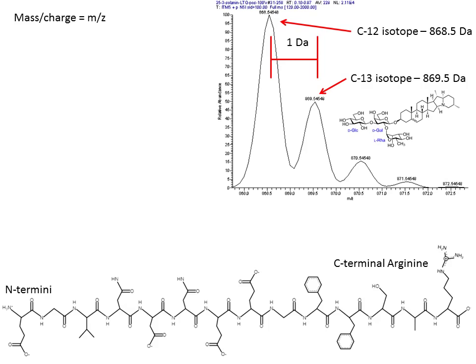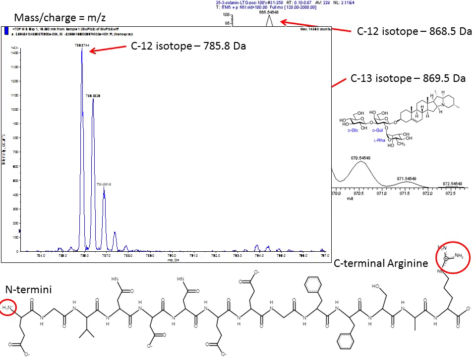Peptides, such as this one, because they have 2 primary amines, can take up 2 hydrogen atoms and thus have 2 charges. The calculated mass of this peptide sequence is 1570 Daltons. But the mass spectrometer measures a mass divided by charge ratio for the C12 isotope of 785.8. This is because it is measuring the mass of the peptide plus 2 hydrogen atoms divided by the 2 charges of those hydrogen atoms.